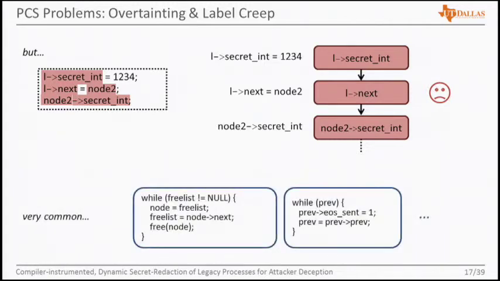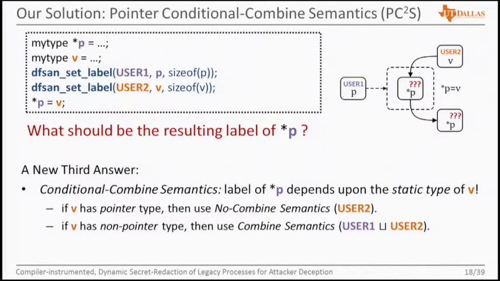And this is actually a very common case, a very recurrent structure that happens in large-scale legacy software, in which we have region-based allocators or memory pools. Systems like Apache and Nginx have lots of these constructions. So our solution that we've implemented to solve this problem is an enhanced semantics for taint propagation called pointer conditional combined semantics. And that basically says that the thing that P points to should be tainted conditioned upon the static type of the pointee.